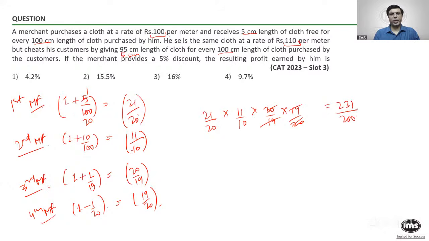Cost price is known to us, 100 rupees, and the selling price is 115.5. So how much is the profit? 15.5%. Now, if the second method is clear, we can look at one more way of solving this.